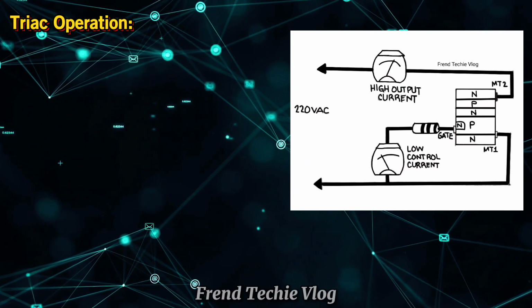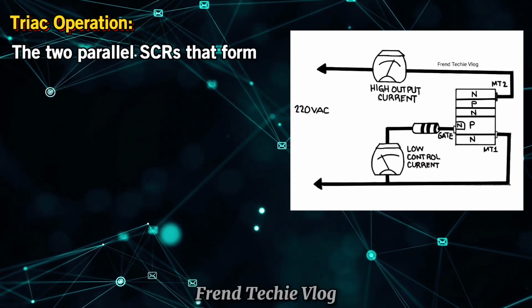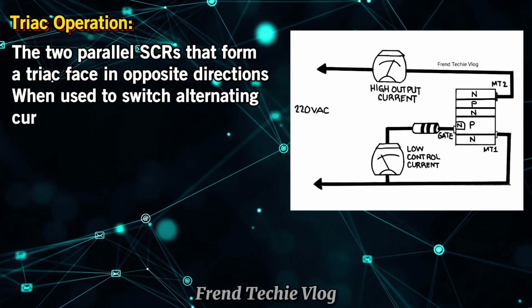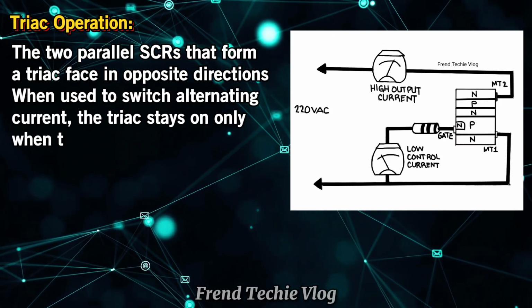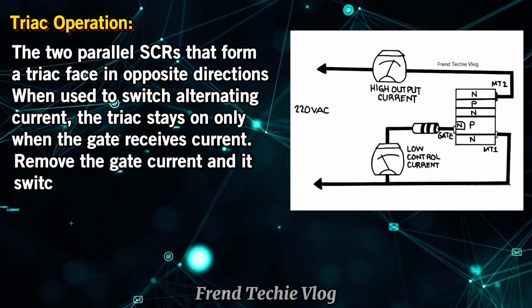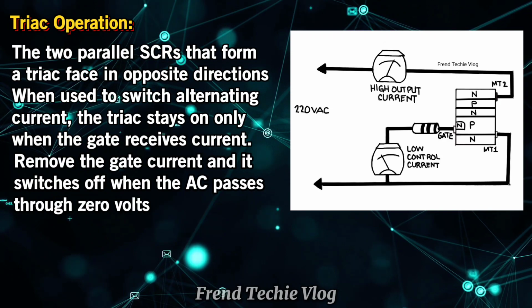Triac operation. The 2 parallel SCR that form a Triac face in opposite directions, reverse parallel. When used to switch alternating current, the Triac stays on only when the gate receives current. Remove the gate current and it switches off when the AC passes through 0 volts.